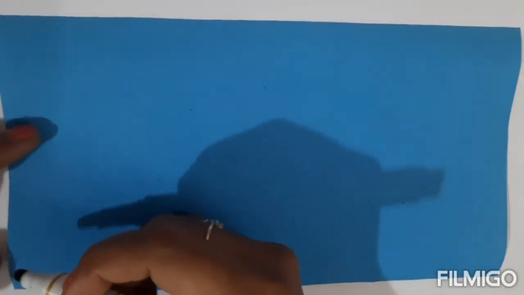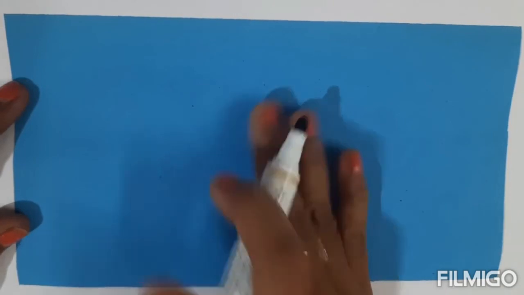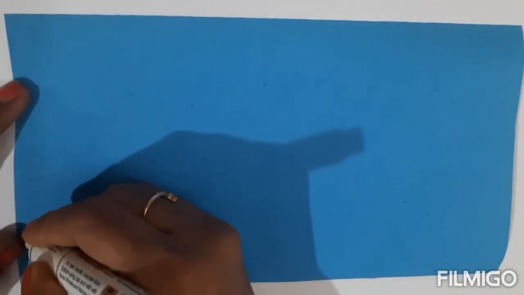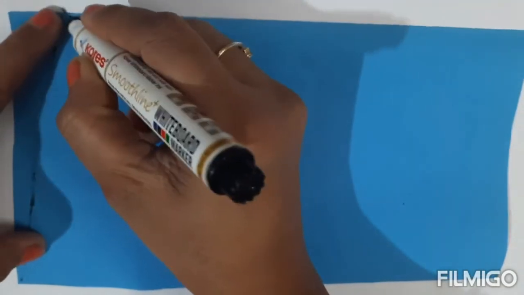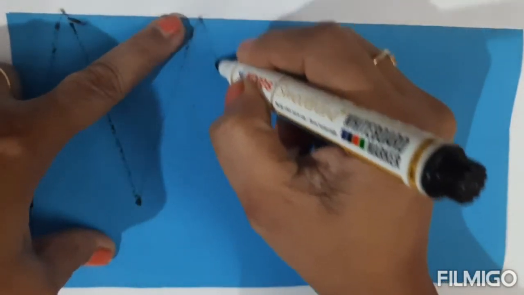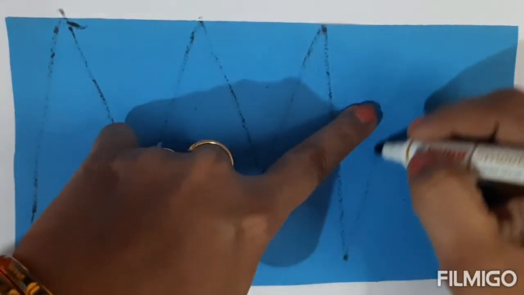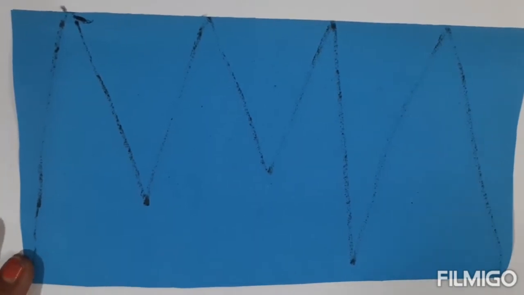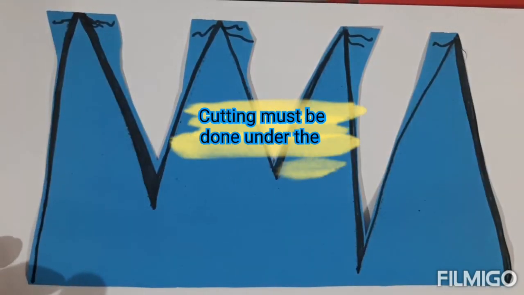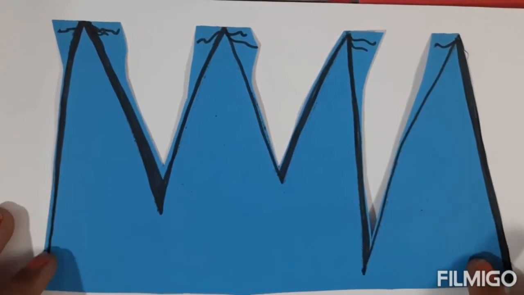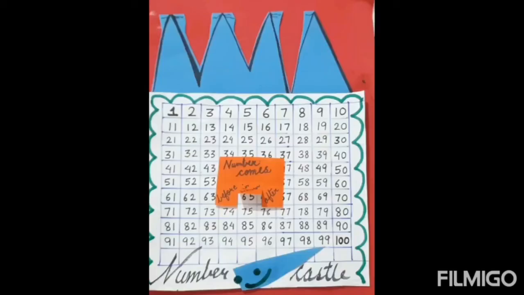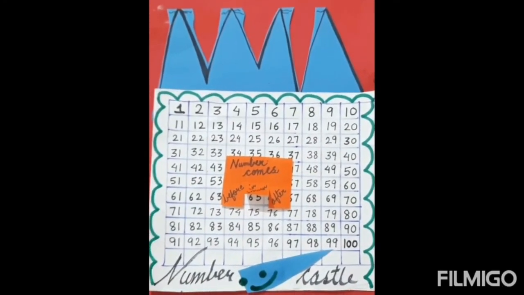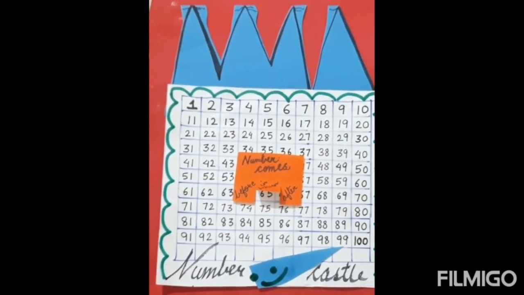For the castle, just take this color paper. The size will be the same as the number names paper. Okay, and then you have to make a castle like this. In this way, children. Now you have to take the cutout. So after cutting, your castle will look like this, and now you have to paste it with the number names plate. So finally, now your number castle is ready. So in this way you can play and enjoy this activity.